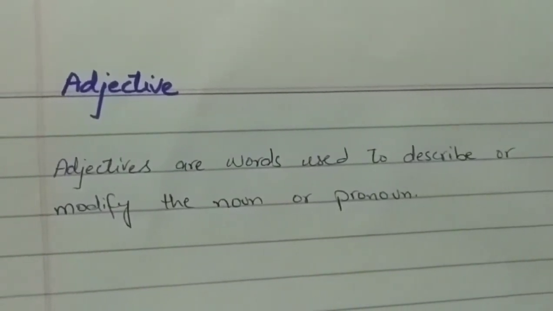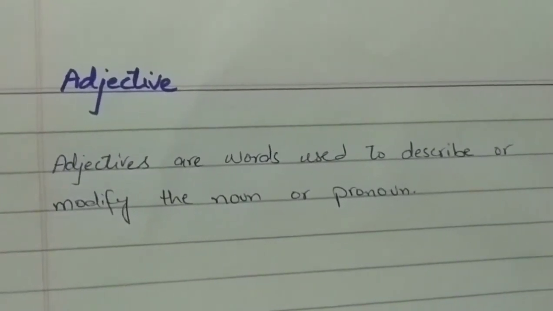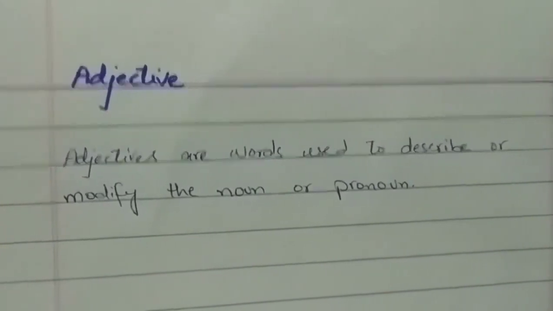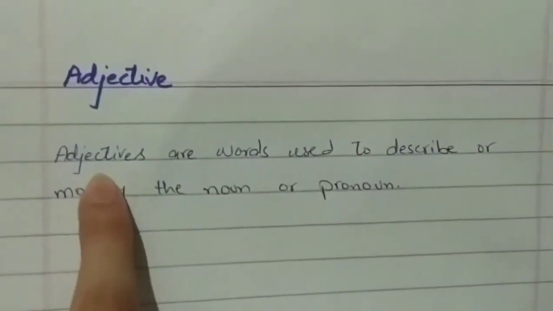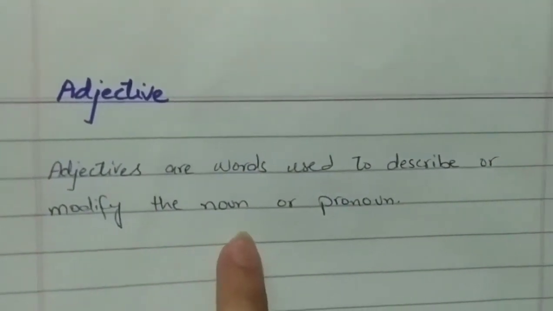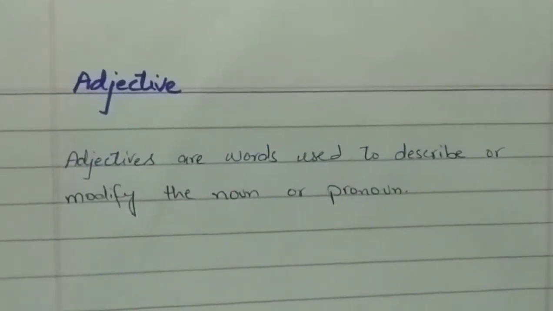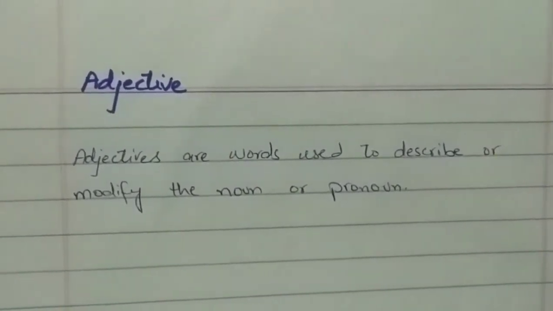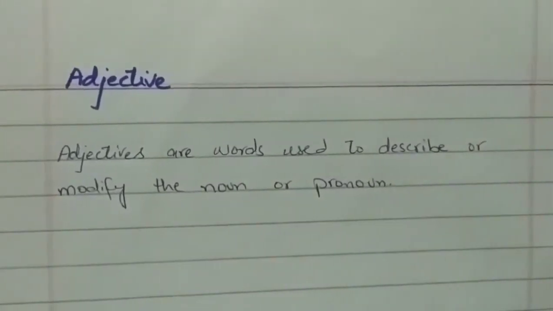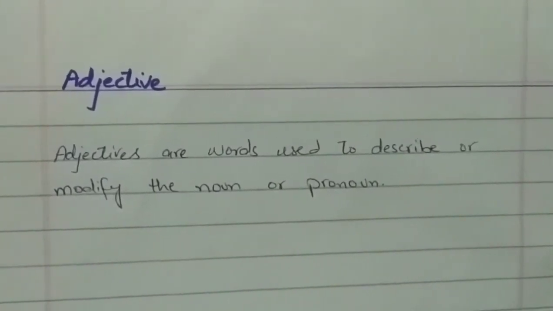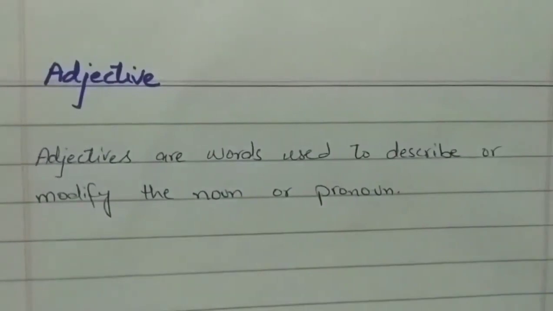So how are these words called adjectives? For this, let's discuss the definition of adjective. Adjectives are words used to describe or modify the noun or pronoun. So the words that I have used, tall, short, interesting, boring, fat, skinny, all these words we use to describe the personality of a person.